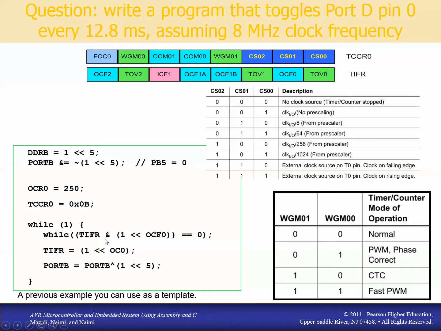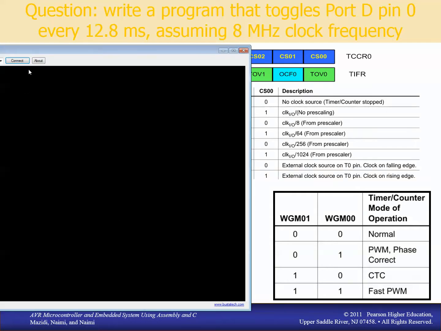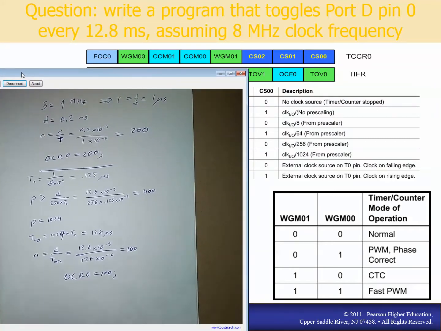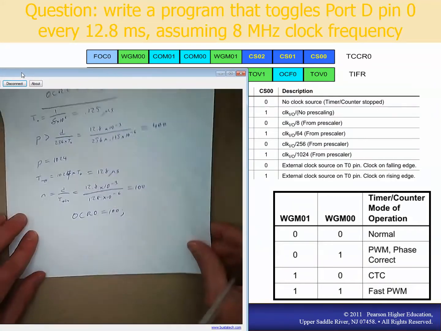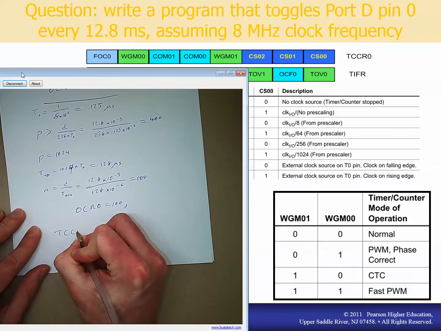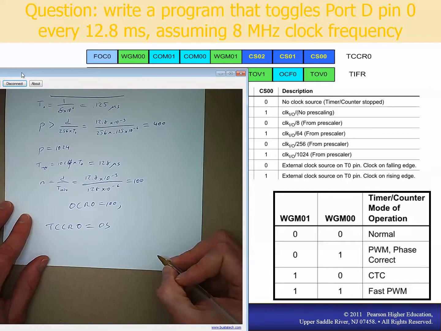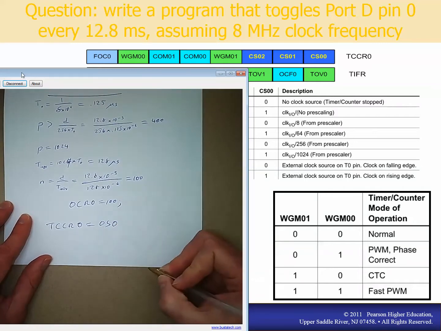And now that we know the value, we also need to know what to put in TCCR0. So this right here is a previous example for just a template. So we also need to figure out what to write for TCCR0. So let me bring up that camera again. Okay, TCCR0. We have 8 bits to write. And I'll just write in binary. The 7th bit, FOC0, we're not going to worry about. That's always 0 for us.